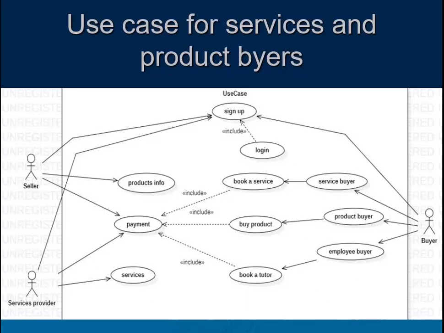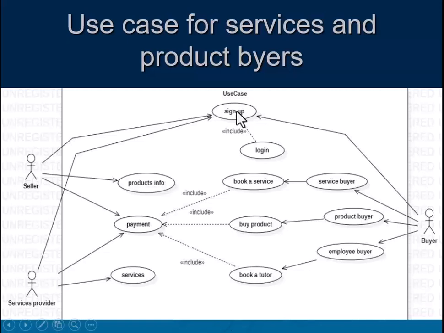So we have three actors included here. Seller, who is responsible for selling the products. Services provider, who is responsible for providing the services, different types of services, teaching, mechanic, labor, any technical service. And buyer. So buyers are both products buyers and services buyers.